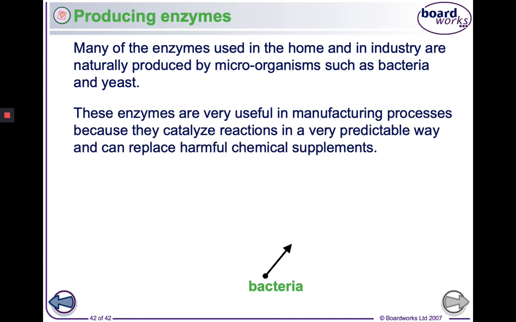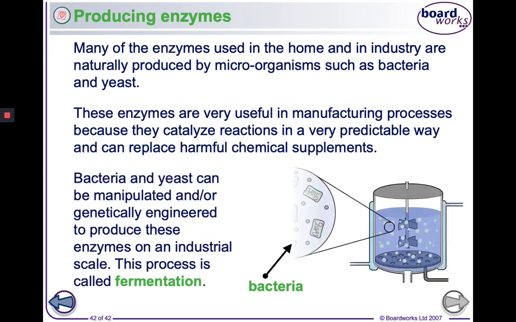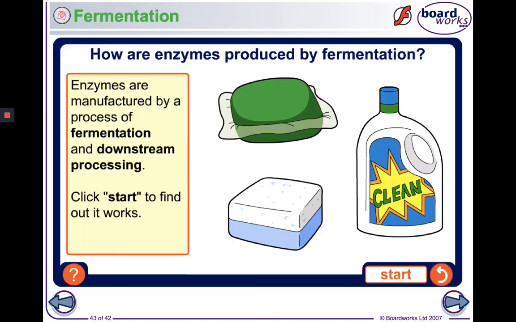Many of the enzymes used in the home and in industry are naturally produced by microorganisms such as bacteria and yeast. So bacteria and yeast can be manipulated or genetically engineered to produce these enzymes, and this is called fermentation. So how are the enzymes produced?